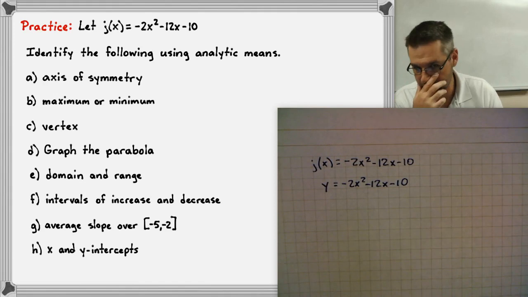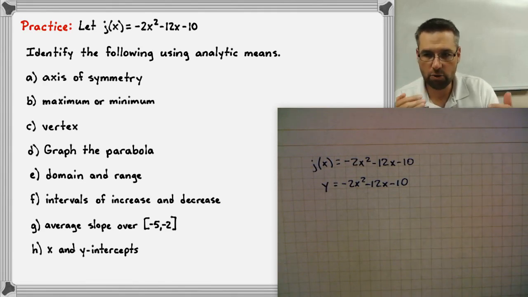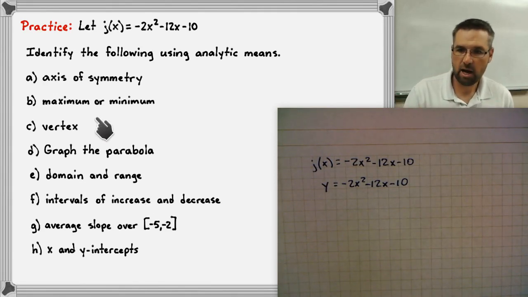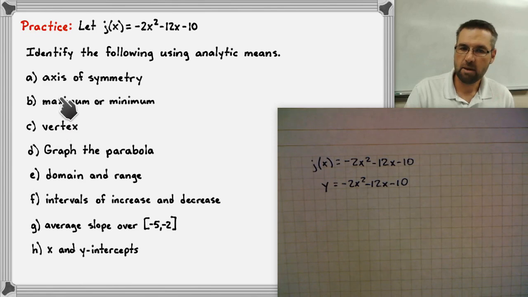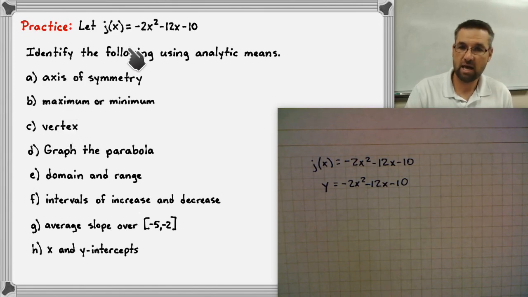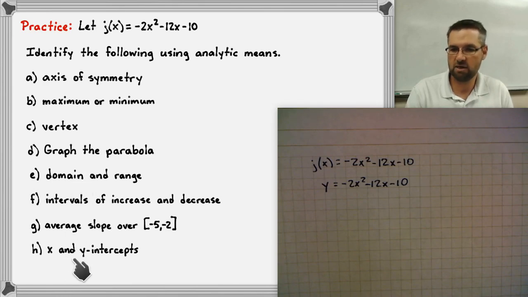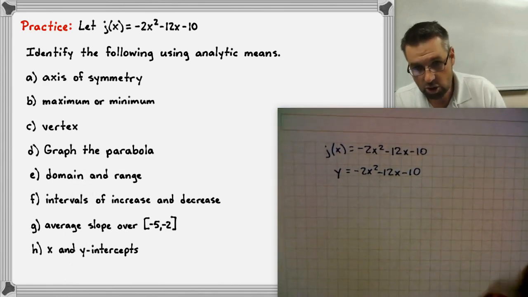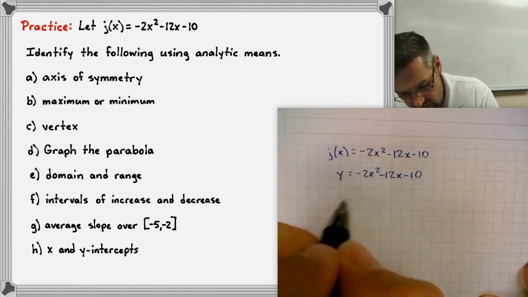It just means y. Now, as I go through this process, I'm looking for the axis of symmetry, the max or min, the vertex, and then to graph the parabola. Because if you have the axis of symmetry and the max or min, you have the vertex. And if you have the vertex and the slope pattern, then you can graph the parabola. And then once you graph the parabola, you can identify all of these things down here, okay? So let's go ahead and find the axis of symmetry.